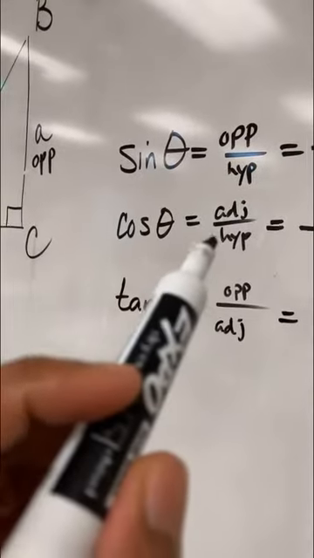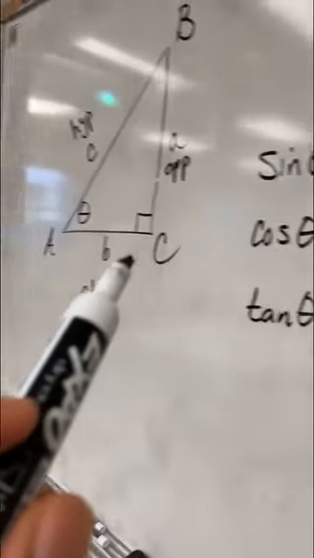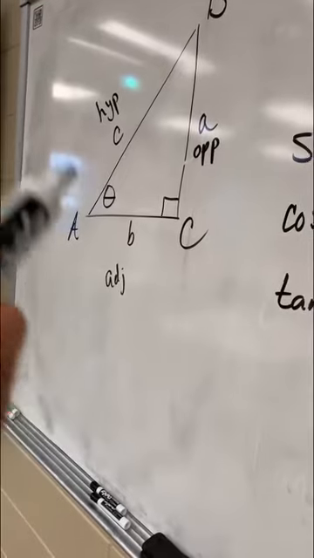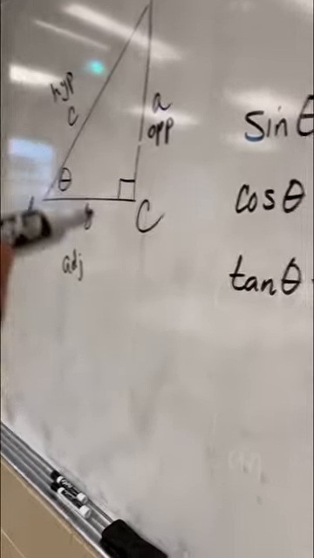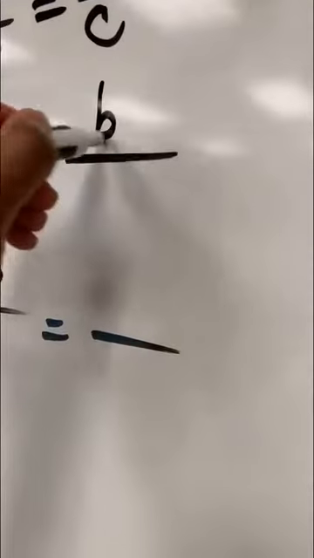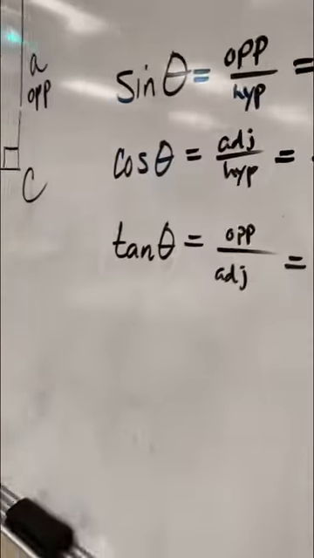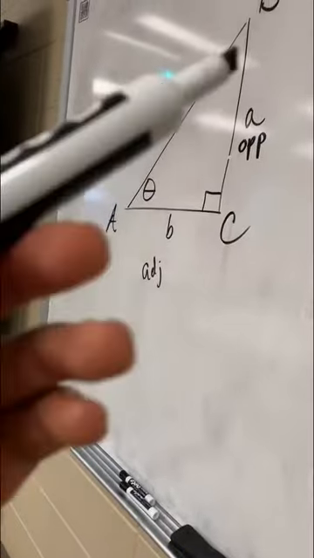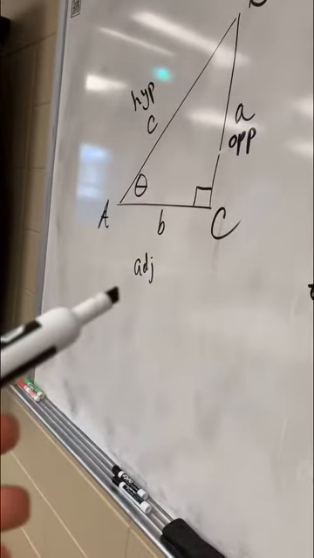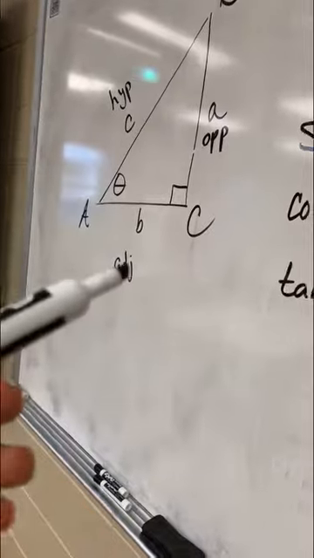Then I look at what this one says, adjacent over hypotenuse. Okay, so there's adjacent, there's hypotenuse. So we're talking about B over C, side B over side C. And now this one says opposite over adjacent. So I come here, there's opposite, there's adjacent, right? A over B.